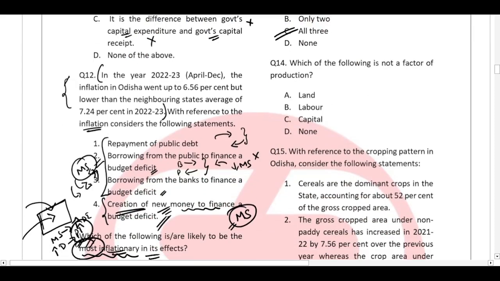Coming to question number 14. Which of the following is not a factor of production? Again, be careful. The question is asking about not a factor of production. The four factors of production are land, labor, capital, and the fourth one being organization or entrepreneurship. You can call it anyways. So land is there, labor is there, capital is there, none. So which of the following is not a factor? None. This is the wrong answer. So this is the correct answer for the question. Very simple question, conceptual question.